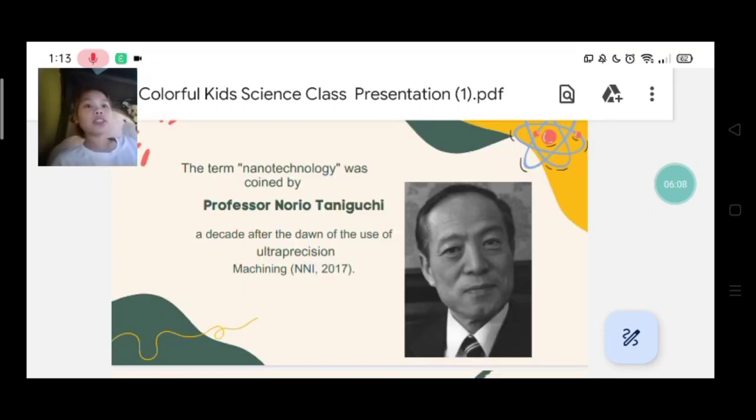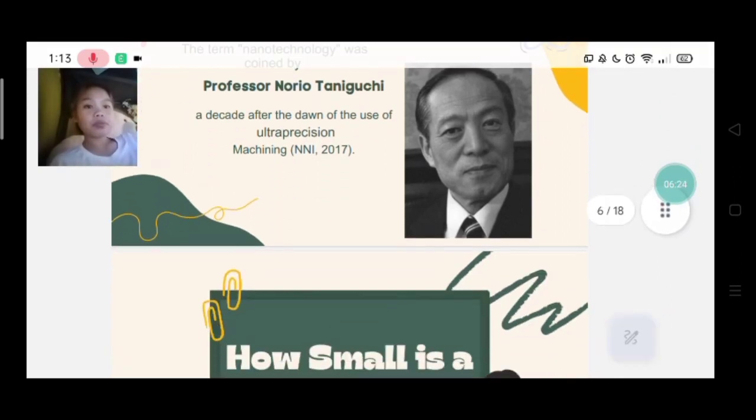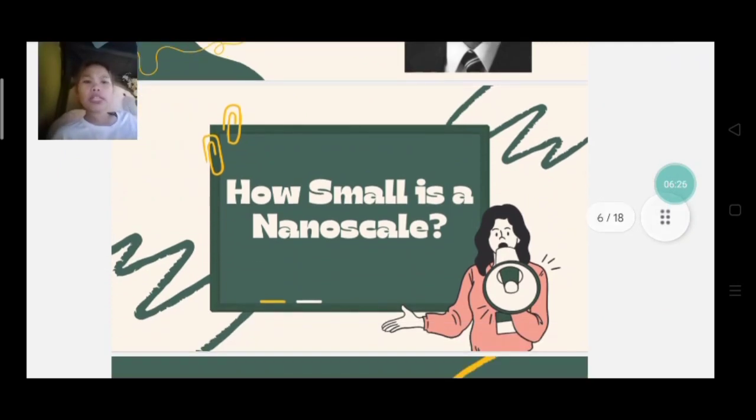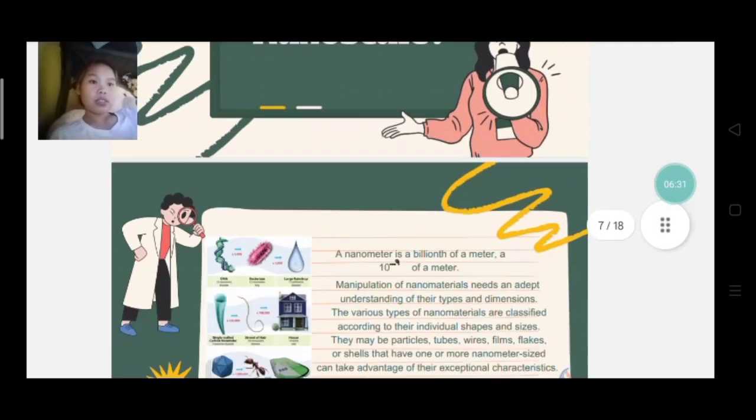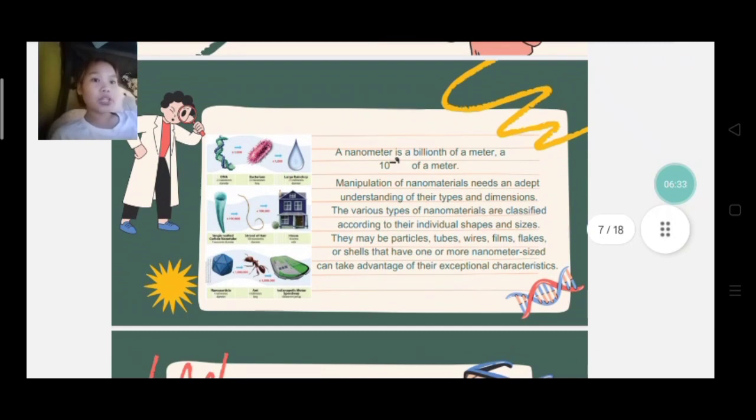And the term nanotechnology was coined by Professor Norio Taniguchi, a Japanese professor, a decade after the dawn of the use of ultra-precision machining. So how small is the nanoscale? A nanometer is a billionth of a meter, at 10 to the negative 9 of a meter.